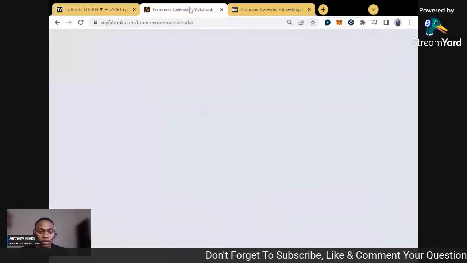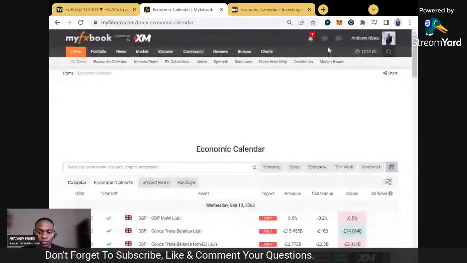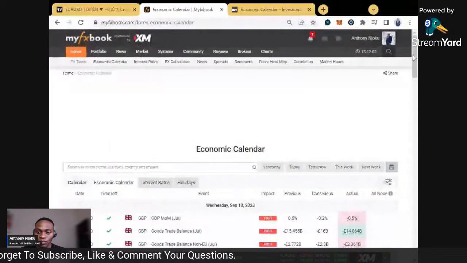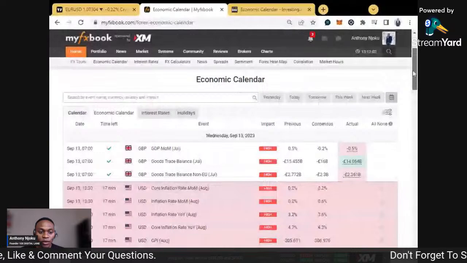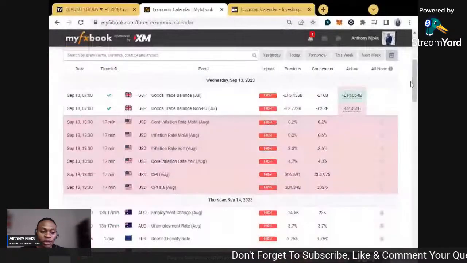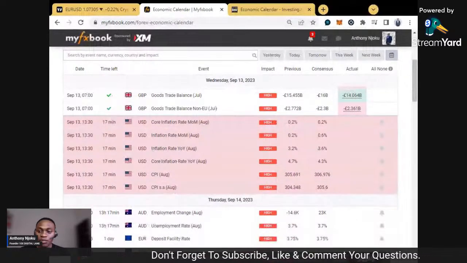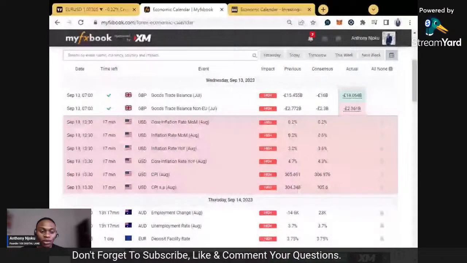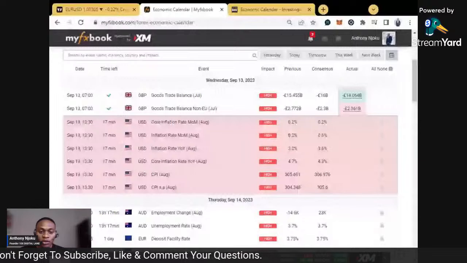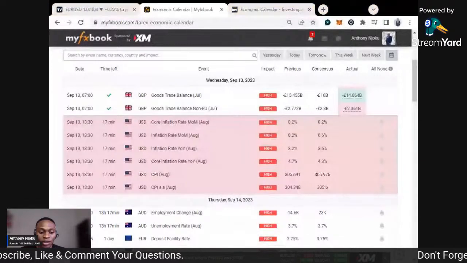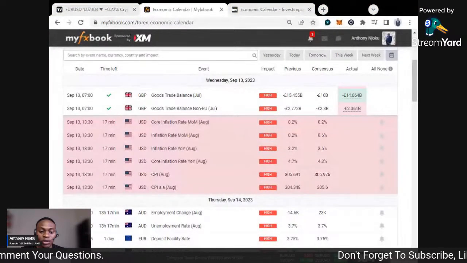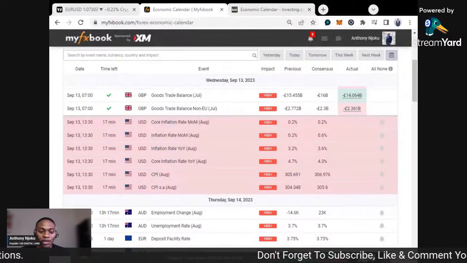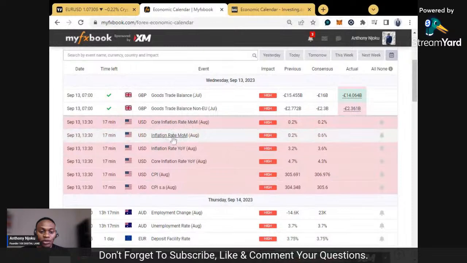It's been about 17 minutes. I want us to read a bit about CPI and understand what it's all about and how best to trade it. So I'll be reading this particular one, inflation rate month over month.